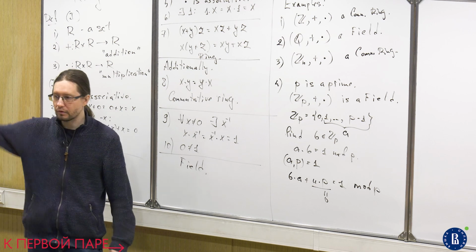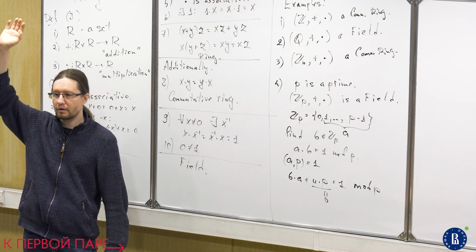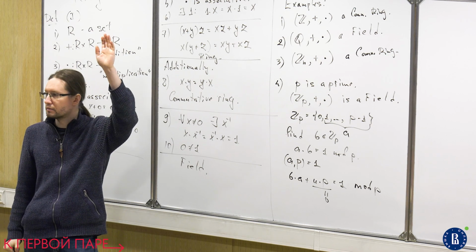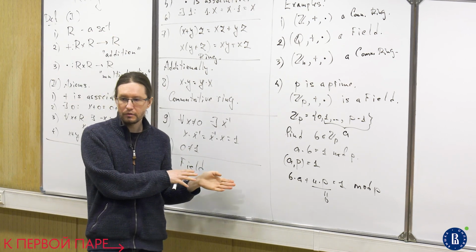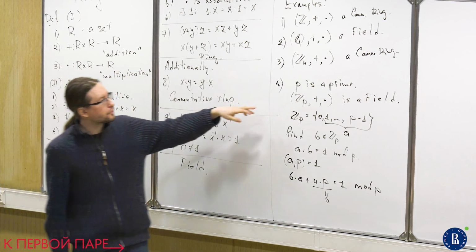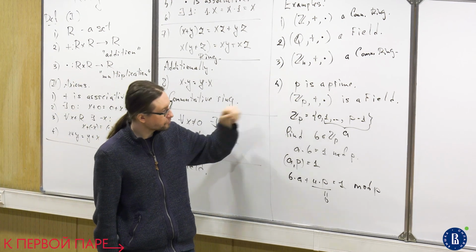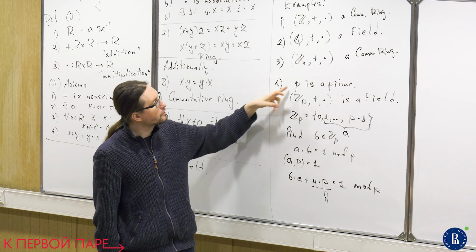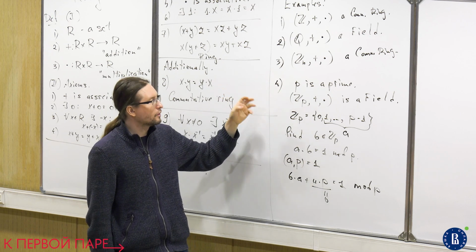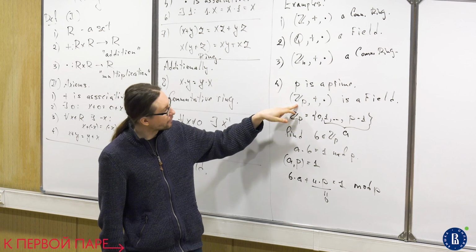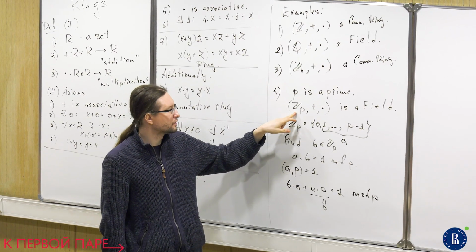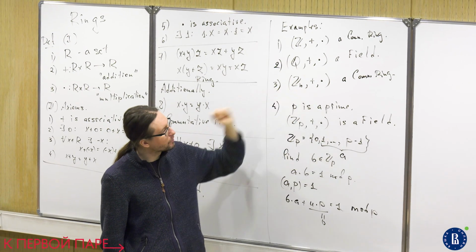Okay, who was able to follow? Are there any questions regarding this? Okay. Is it okay? Okay, good. So, as you can see, this is a field if p is prime. Well, we will discuss later why this is not a field when n is not a prime.